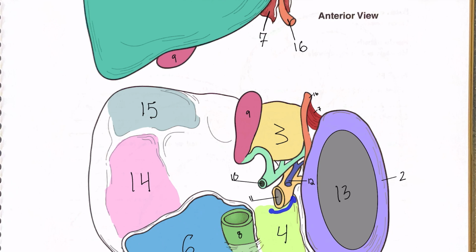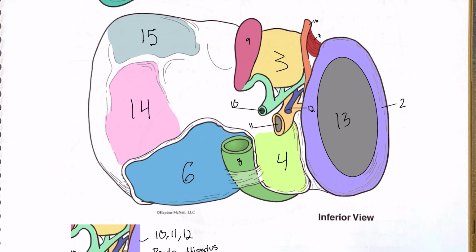Number 4, that is going to be your caudate lobe. I guess you could say it's being coddled right there by the inferior vena cava. And this is where the hepatic veins are emptying, right here. Number 5, we already covered, that's coronary ligament.